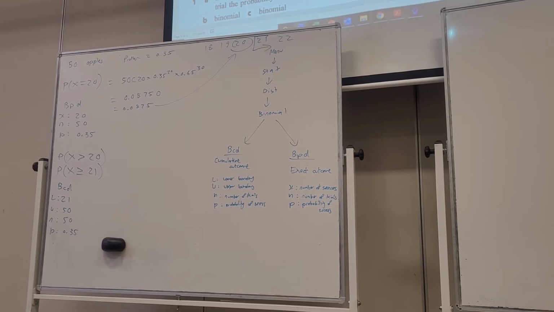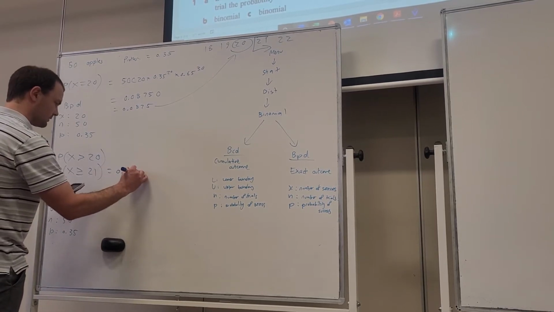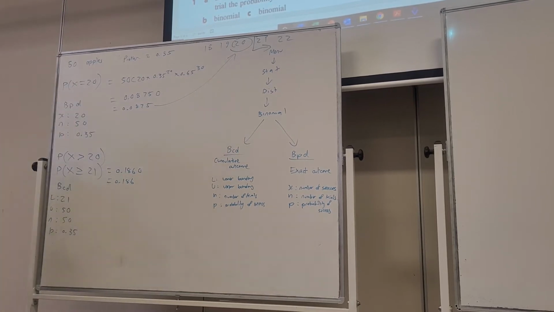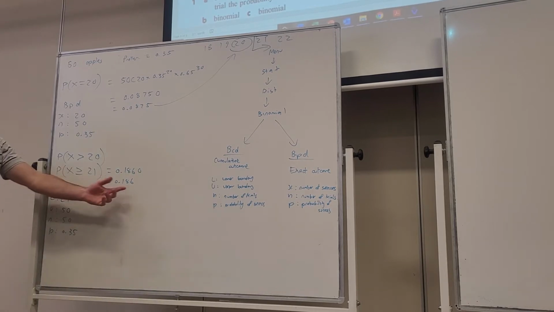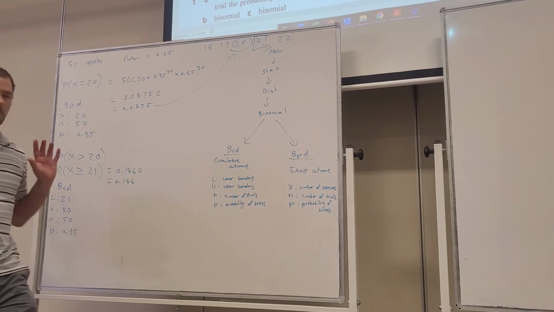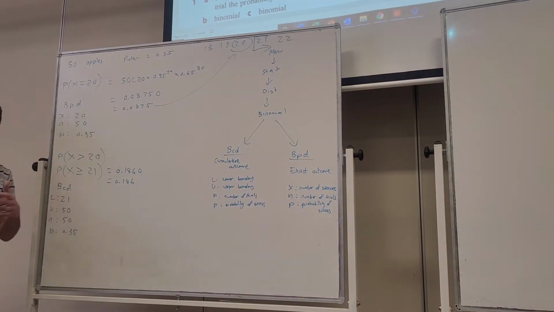Okay, can someone do this? Because I've got the old software. I've got 0.1860. Just someone check for me. Correct? Excellent. Okay. So what that means is there's an 18.6% chance, or a probability of 0.186 of more than 20 apples being rotten, or 21 or more.